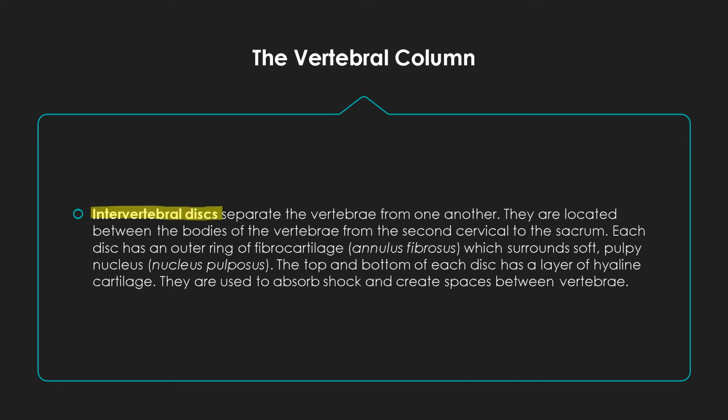Intervertebral discs are found between bodies of adjacent vertebrae from the second cervical vertebrae to the sacrum. And they account for about 25% of the height of the vertebral column. Now, each disc has an outer fibrous ring consisting of fibrocartilage, called the annulus fibrosus. And it also has an inner, soft, pulpy, very highly elastic substance called the nucleus pulposus.